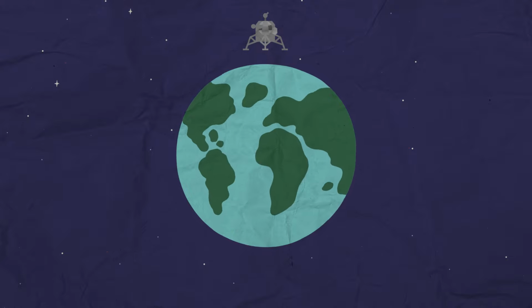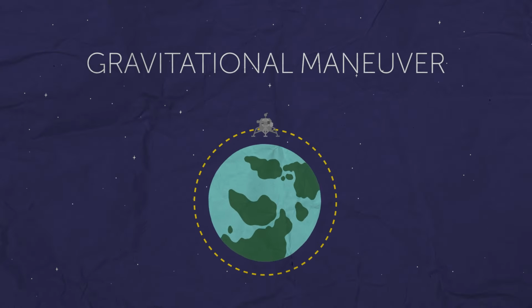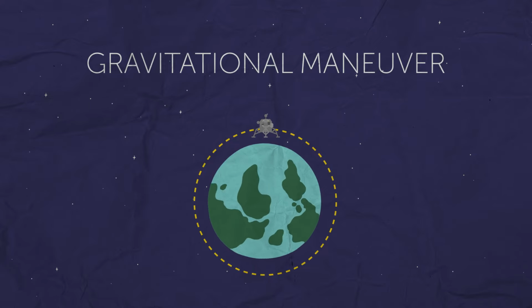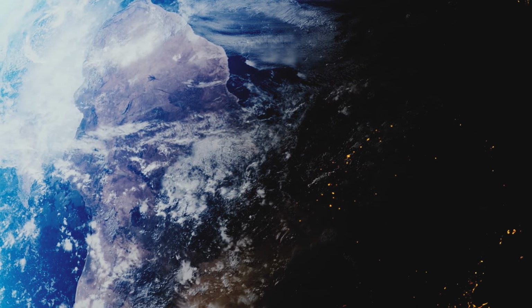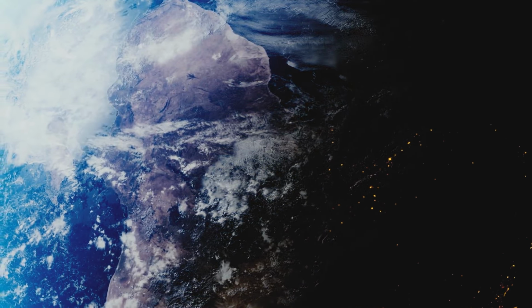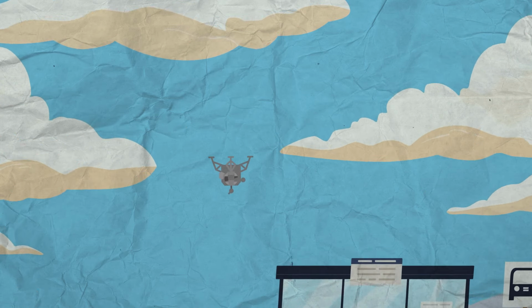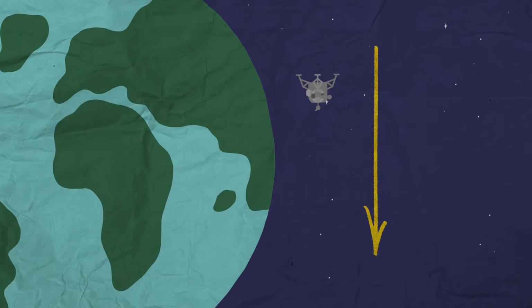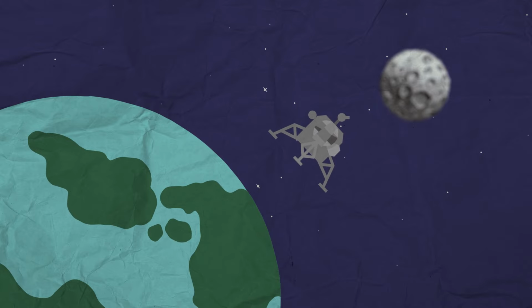First, the lander makes a circle around Earth. This is a gravitational maneuver that helps it to gain speed without wasting too much fuel. Because the lunar lander is still in orbit, Earth's gravity affects it. The spacecraft looks as if it's falling, but not to the surface of our planet, along its orbital trajectory. After one lap around Earth, the lander adjusts its trajectory and heads for the moon.